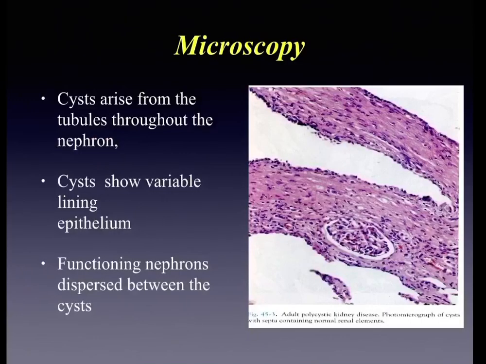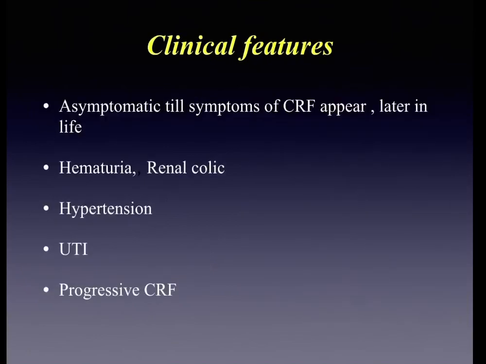So now coming to the microscopic appearance. These cysts arise from the tubules throughout the nephron. They may show variable lining epithelium from cuboidal to columnar. Apart from this, functioning nephrons are seen in between the cysts.